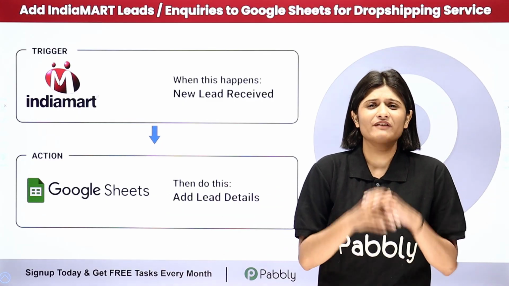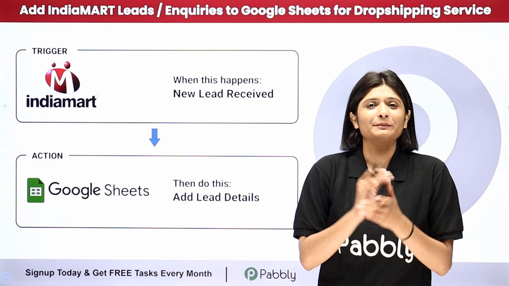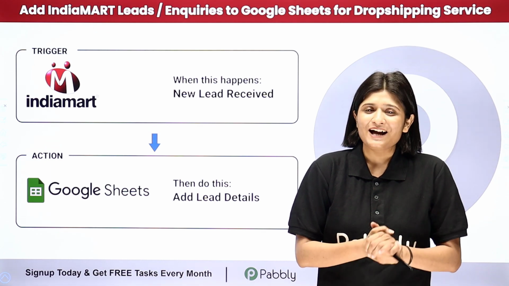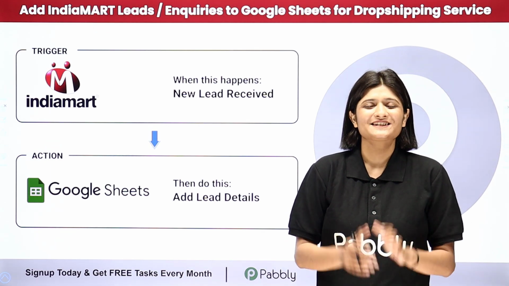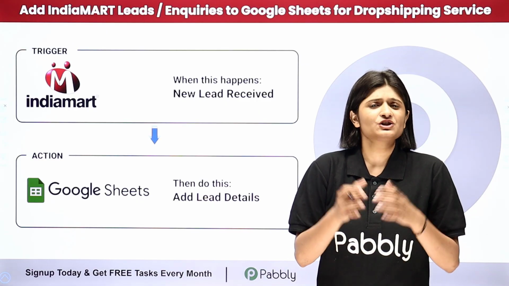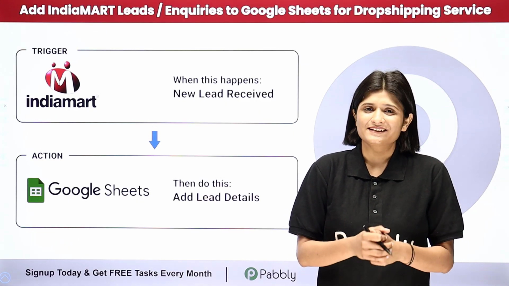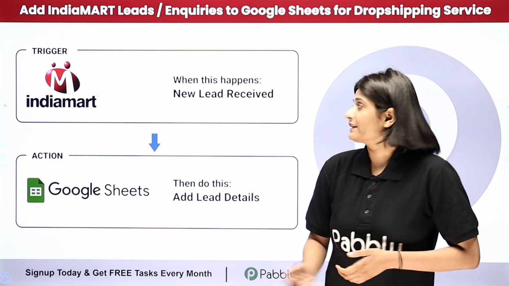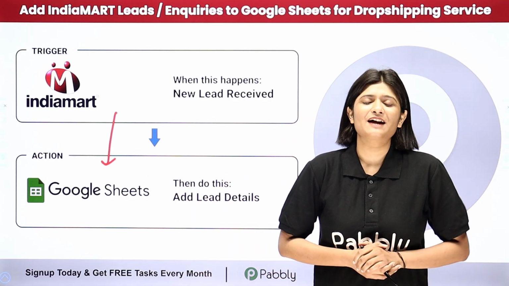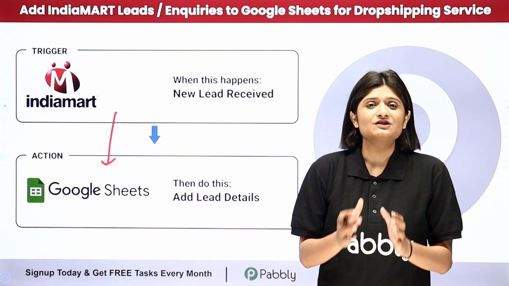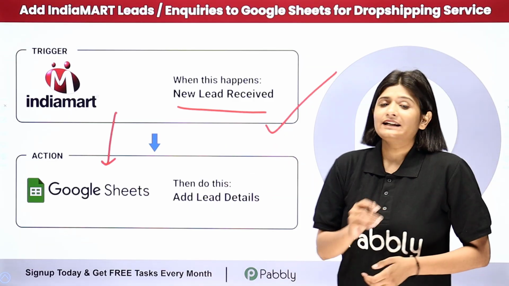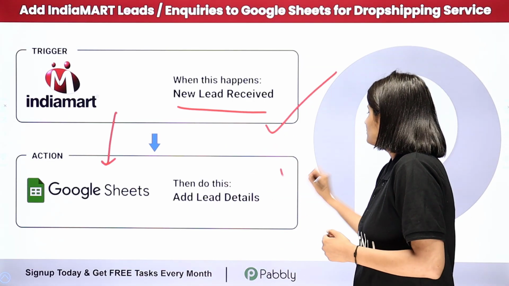Doing this manually is a very time-consuming task, so I am going to completely automate this process, and to do this automation, I am going to use Pabbly Connect. Pabbly Connect is an amazing automation and integration software which requires no coding or programming skills. Here I just need to build a connection between IndiaMart and Google Sheets. With the help of Pabbly Connect, I am going to build this connection in such a way that whenever I receive a new lead in my IndiaMart, the details will be automatically added to my Google Sheets.